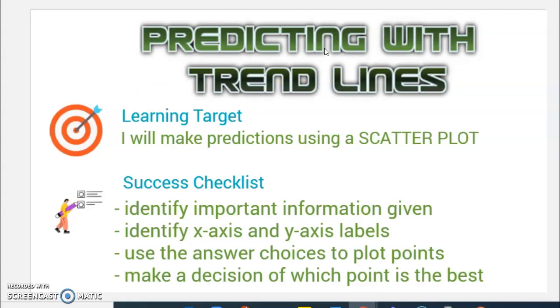Okay, so the next topic we're going to be working on is predicting with trend lines. We're going to make predictions on a scatter plot. A scatter plot, simply put, is a graph that has points plotted on it, some data points. The checklist we're going to use for predicting is to identify the important information that we're given, to identify what each axis is labeled as, and then to use our answer choices to plot points to make the decision of which point is the best point for our answer.